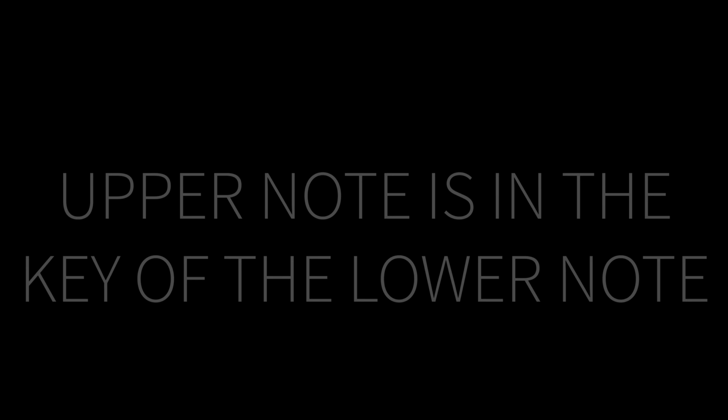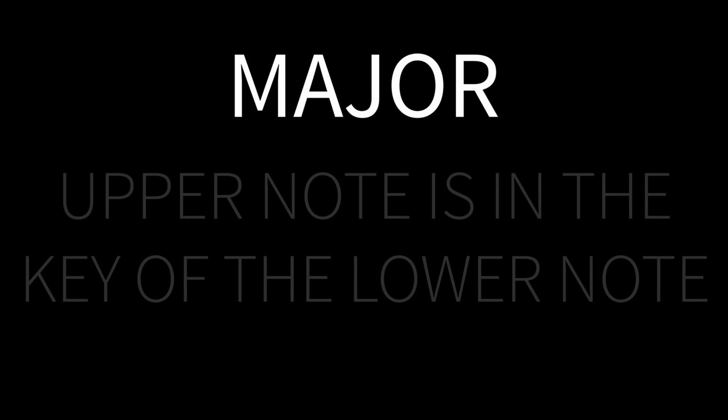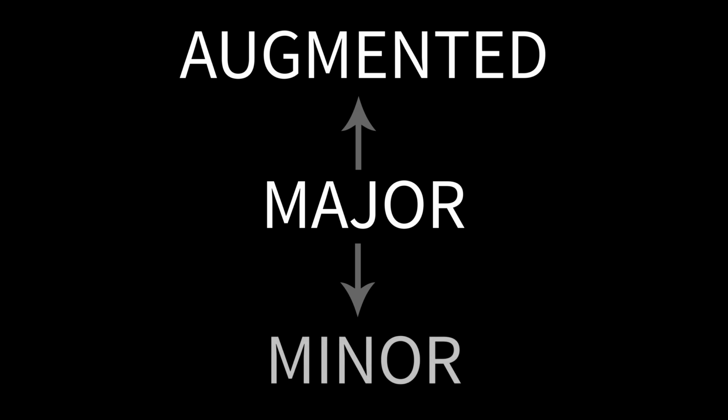If the interval number is a second, third, sixth, or seventh, and the upper note of the interval is in the key of the lower note, we say the interval is major. If it's a semitone higher than what's in the key, it's augmented. Semitone lower, it's minor. And that's it. That's how you label intervals.